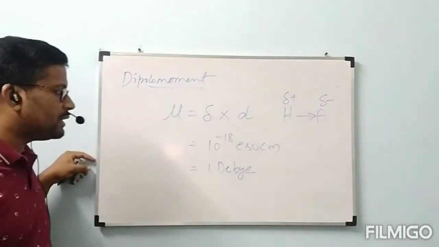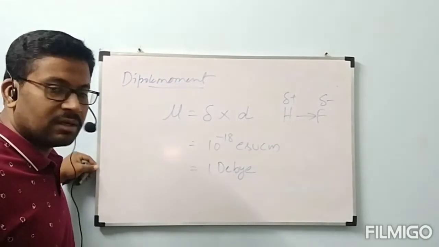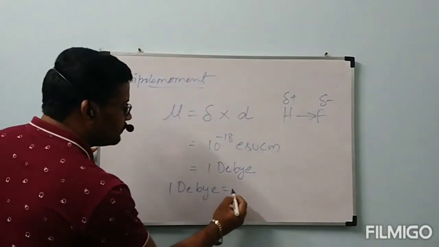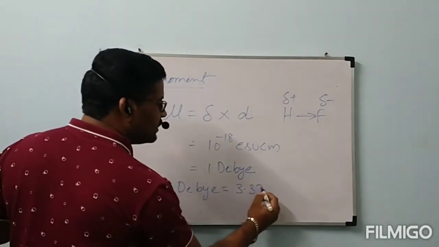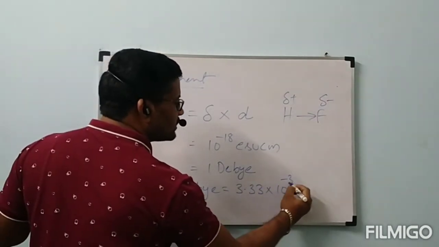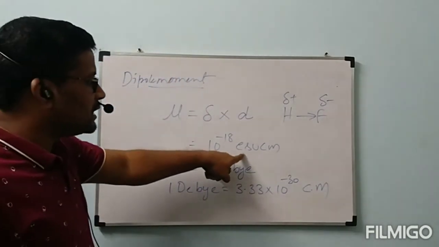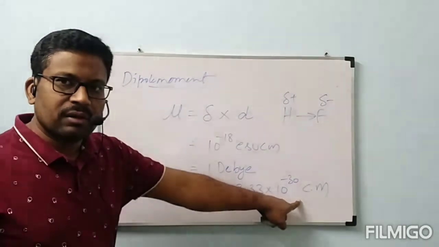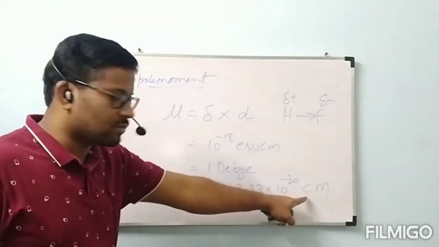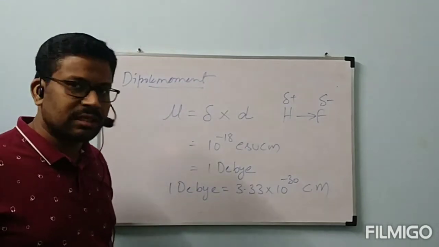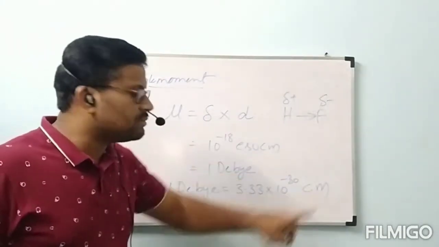1 debye is equal to 10 power minus 18 ESU centimeter. Next, one more conversion. 1 debye is equal to 3.33 into 10 power minus 30 coulomb meter. Actually, the charge units are ESU and coulombs. If you convert that ESU into coulombs and centimeters into meters, this is the way: 1 debye is equal to 3.33 into 10 power minus 30 coulomb meter.